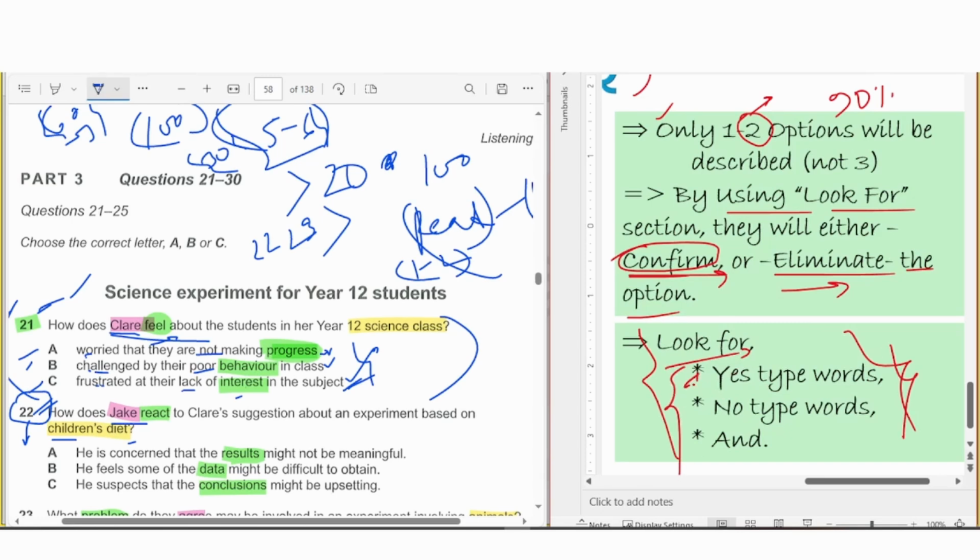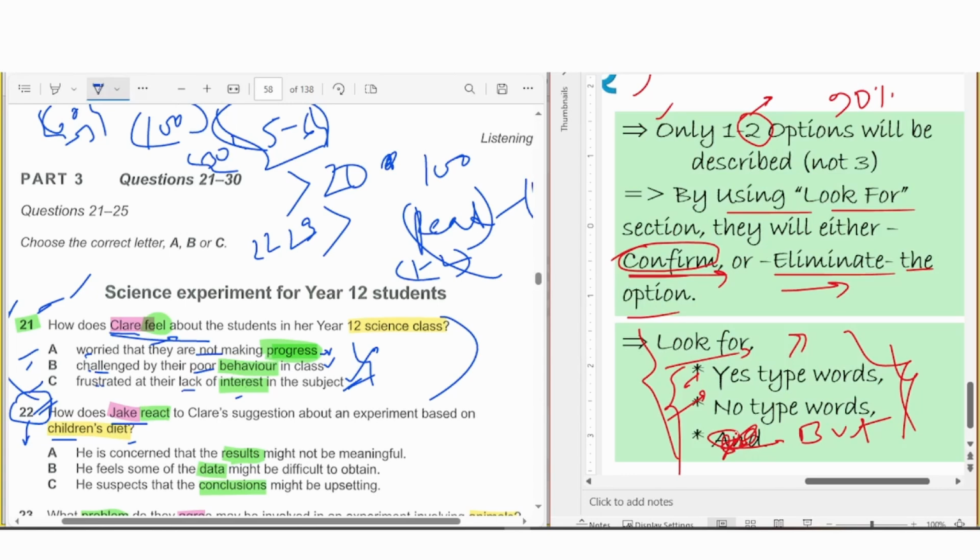One, yes types of words. Yes types of words means yes, yeah, alright, right. These are yes types of words. No types of words: no, not really, I don't think so. No types of words. And then not and, sorry, but. Okay, so these are the three types of words they will use to confirm or eliminate: yes type of word, no type of word, but.